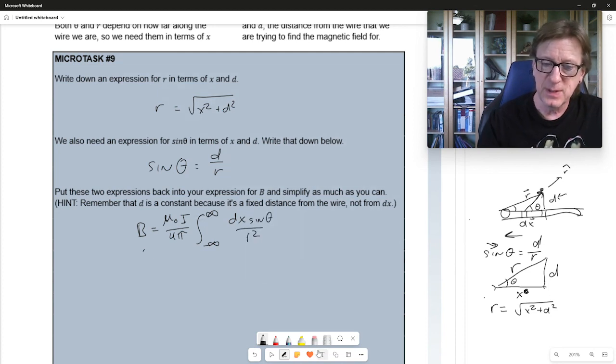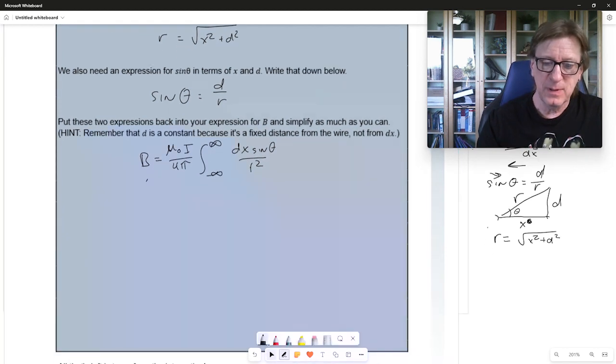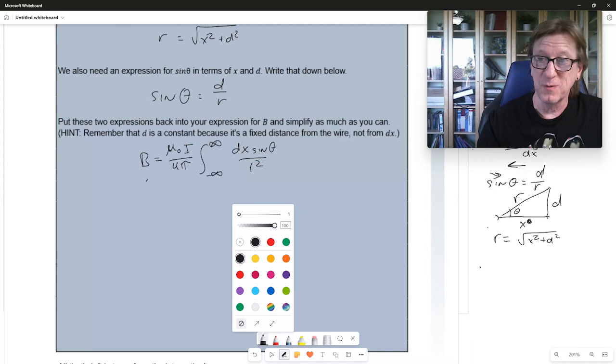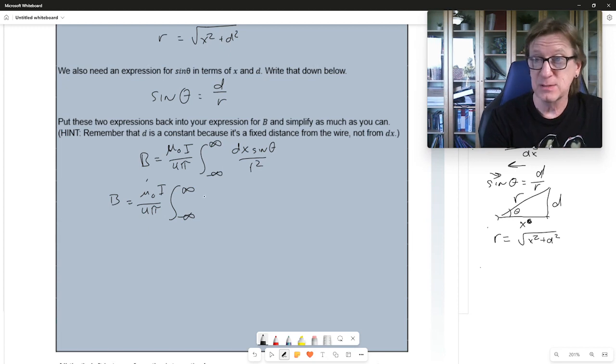All right. So let's plug in what we've learned up here, and we're going to get a rather complicated integral that we have to do. But it is in fact doable. So that's going to be mu 0 I over 4 pi, integral negative infinity to infinity. I'm going to keep my dx because I'm going to need everything in terms of dx. So this is the part that I'm going to convert.